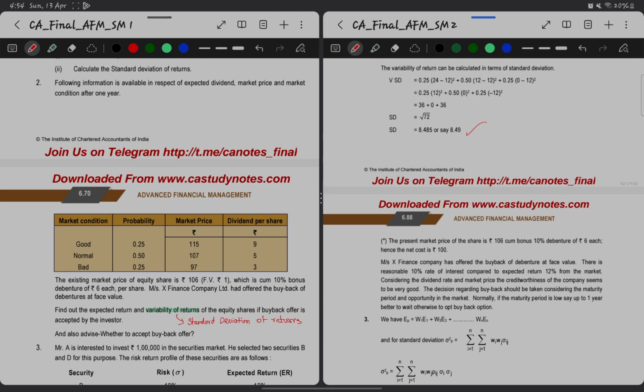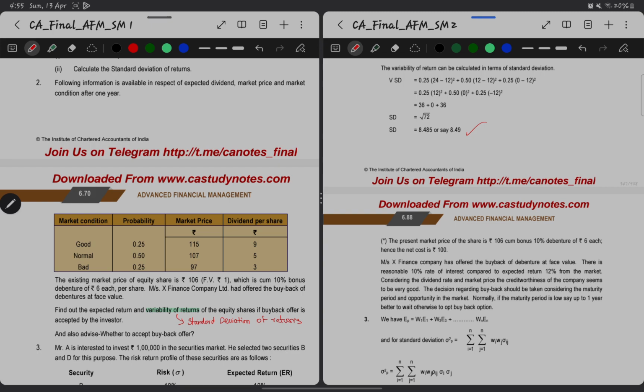So we have to decide the buyback based on the maturity period, but in the question they have not given further information regarding when the debenture is going to get redeemed. So the same answer they have given. Messrs X Finance Limited has offered the buyback of debentures at face value. There is a reasonable 10% rate of interest compared to the expected return of 12% from the market. Considering the dividend rate and market price, the creditworthiness of the company seems to be very good.